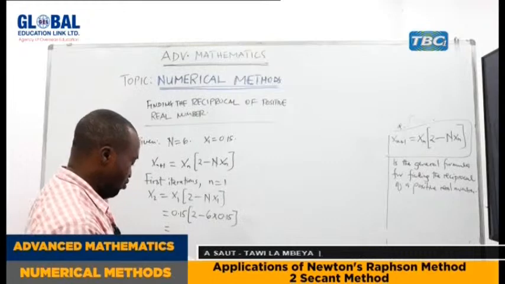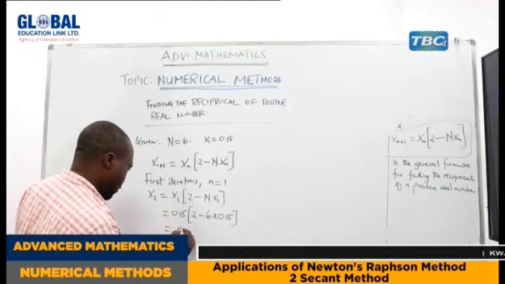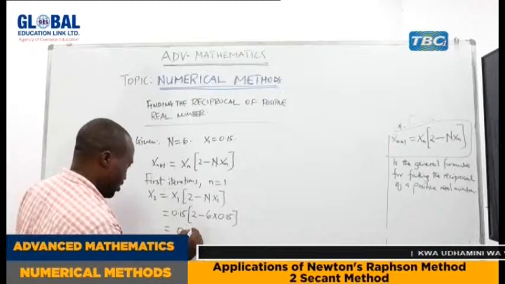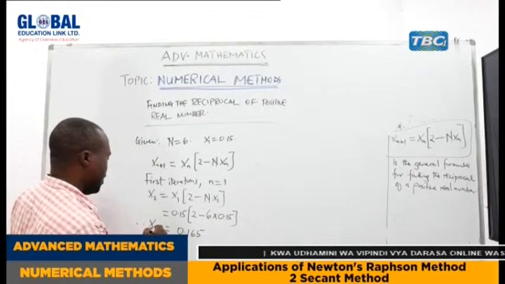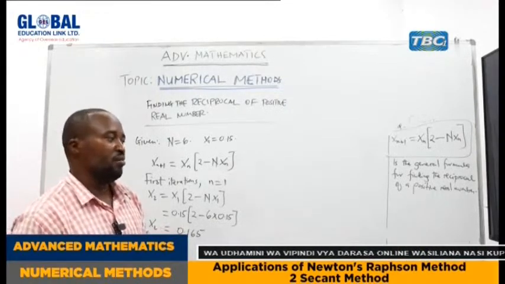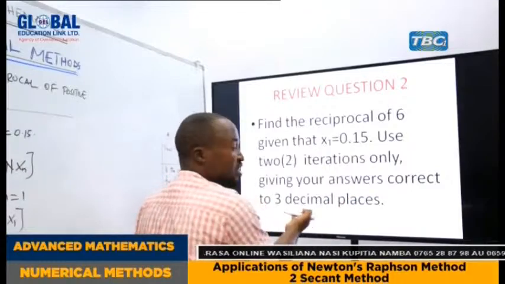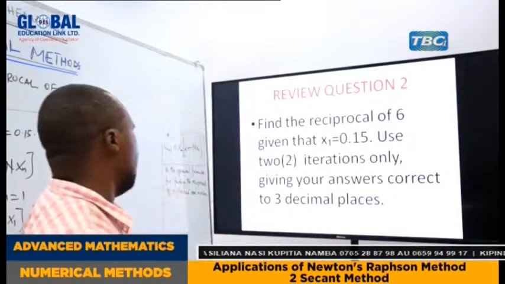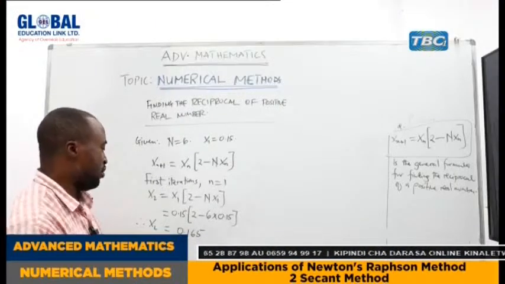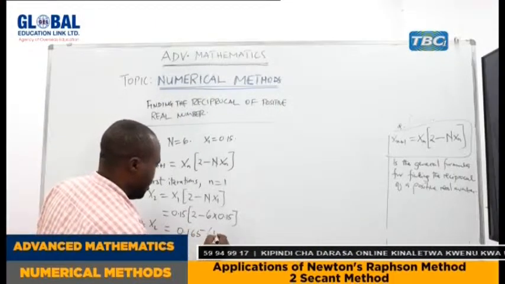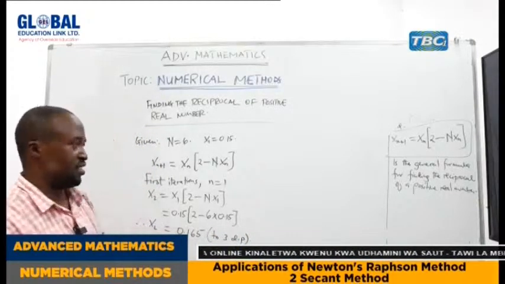So by using calculator we are going to have this answer, that is 0.165. That is x2. Remember they said give your answers correctly to 3 decimal places, so make sure to maintain the number of decimal places, that is to 3 decimal places.